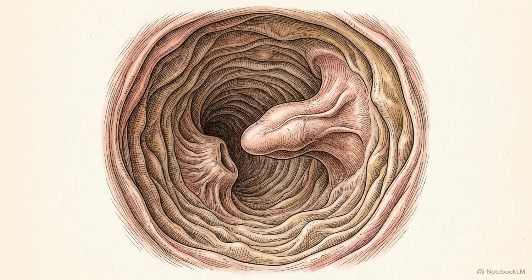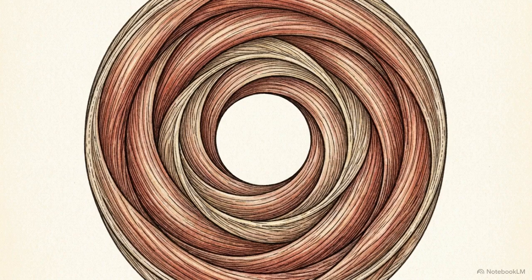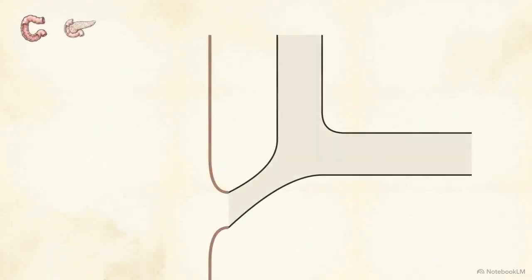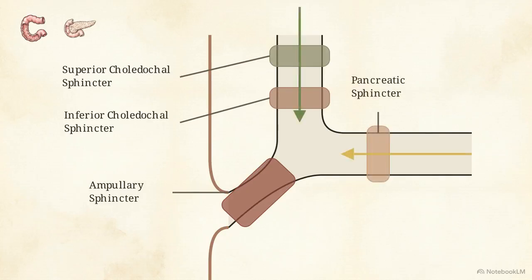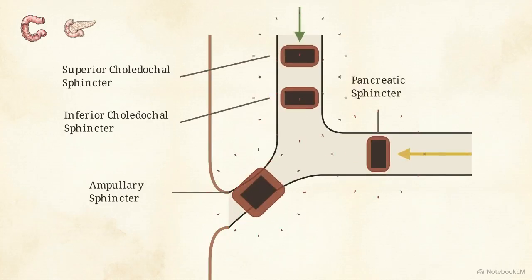Beyond the ductal architecture, the main drainage exit adds another layer of clinical risk. The sphincter of Oddi functions as a sophisticated physiological barrier governed by multiple integrated muscular zones. As shown in this cross-section, it is composed of 4 distinct muscular layers: the superior and inferior choledochal sphincters, the ampullary sphincter, and the pancreatic sphincter. Dysfunction in any one of these zones can block outflow.